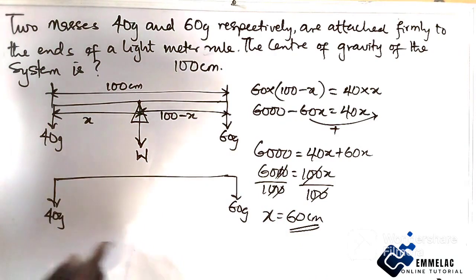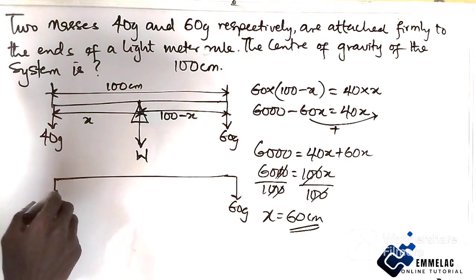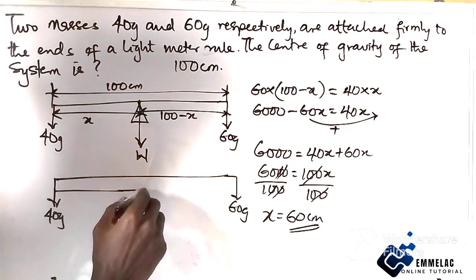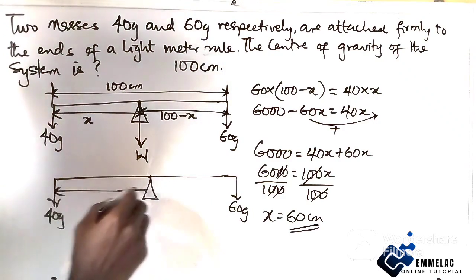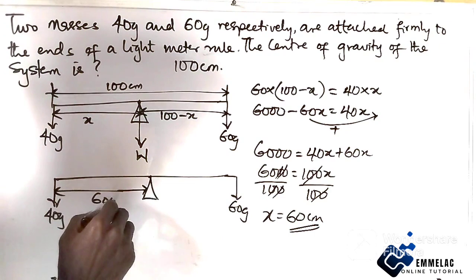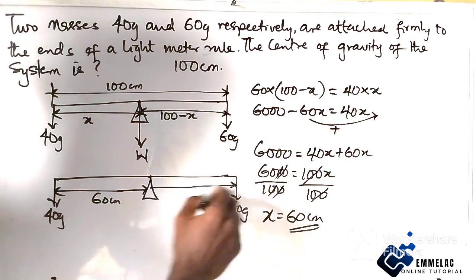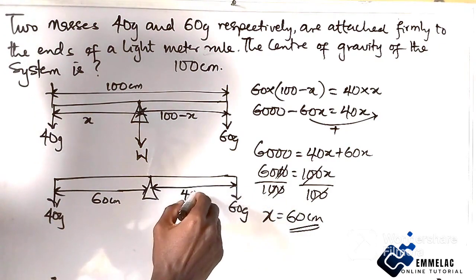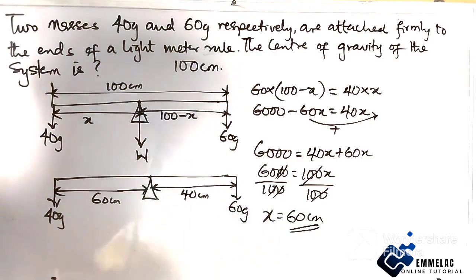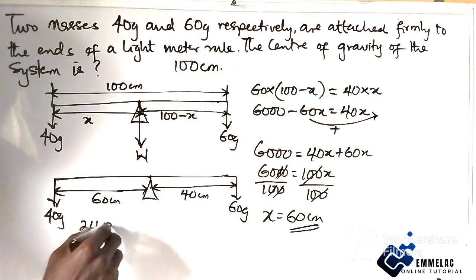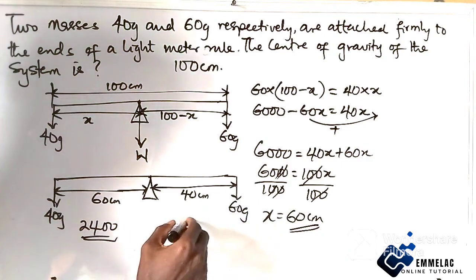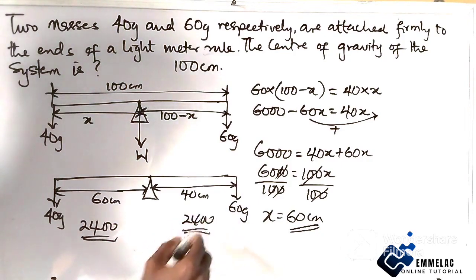40 gram. So our x here now will be from here to here. This will be 60, and here 100 minus 60 will give us what? 40. Alright, and if you see, if you balance this times this, 2400, balance this times this, 2400.